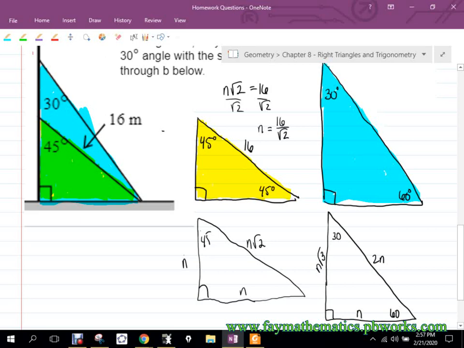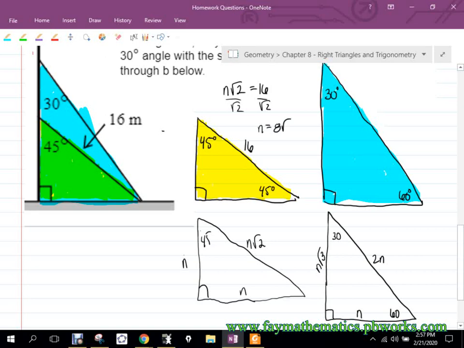Do I like that denominator? So I'm going to multiply by radical 2 over radical 2, right? So it gives you 16 radical 2. I'll clean this up in a minute. 16 radical 2 over 2. And that gives you 8 radical 2. Is that okay? Questions on that?